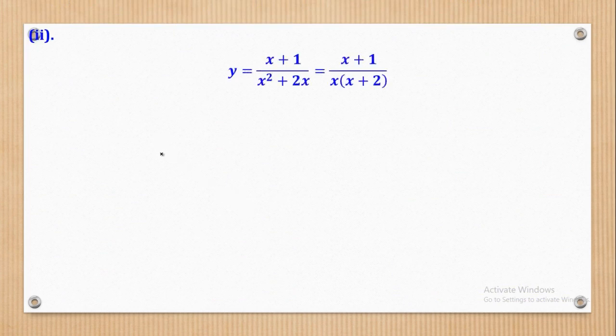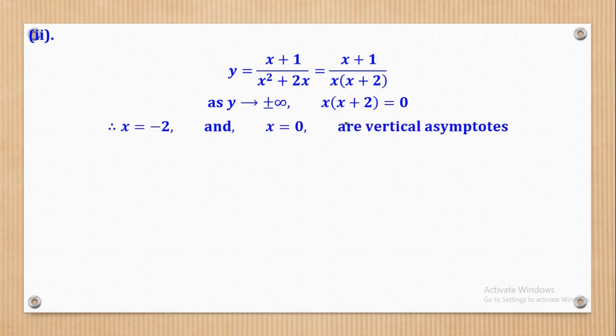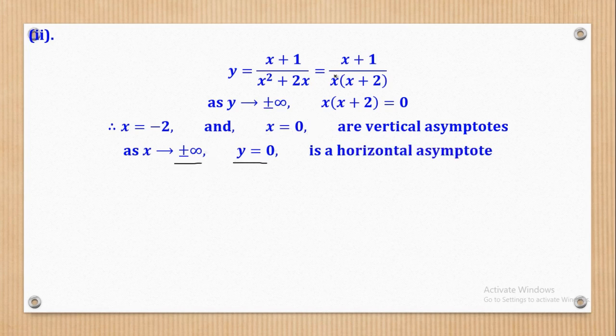Then next is the asymptote. As y tends to plus or minus infinity, the denominator is equal to 0. Therefore, x equal to negative 2 and x equal to 0 are vertical asymptotes. As x tends to plus or minus infinity, y is equal to 0, because the numerator has degree less than the one in the denominator.